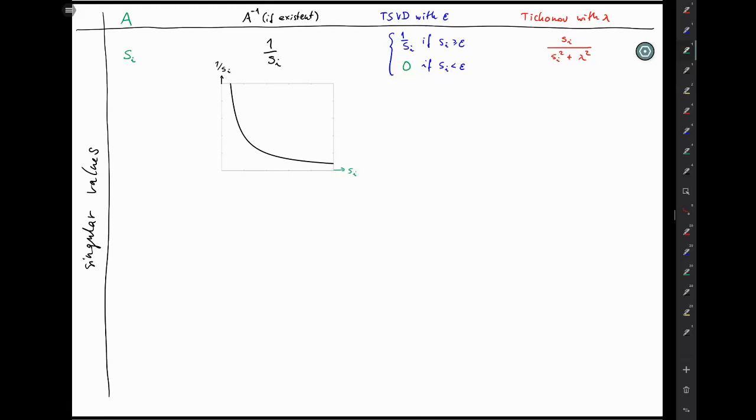Then for the TSVD, this changes a little bit. Now you get this graph. So for values below epsilon, your function value is not 1 over s, it is just 0. So in a sense, you're cutting off this bit of the graph, which is close to the singularity and which is producing the huge numbers, and you keep the rest. So this value here must be 1 over epsilon then.